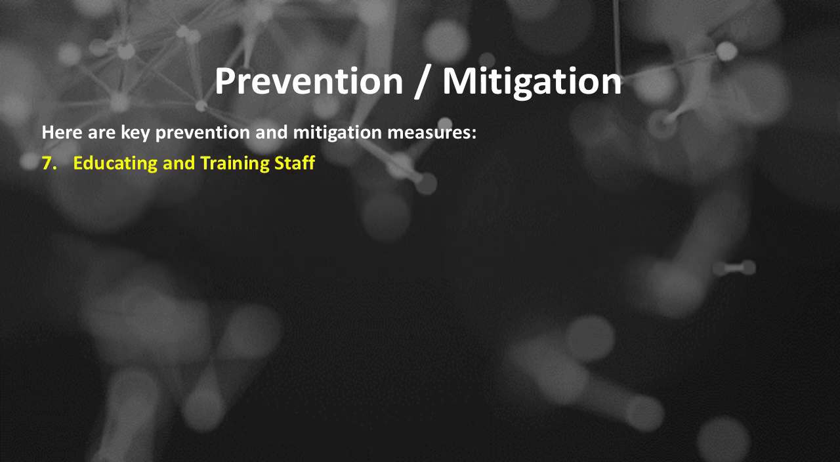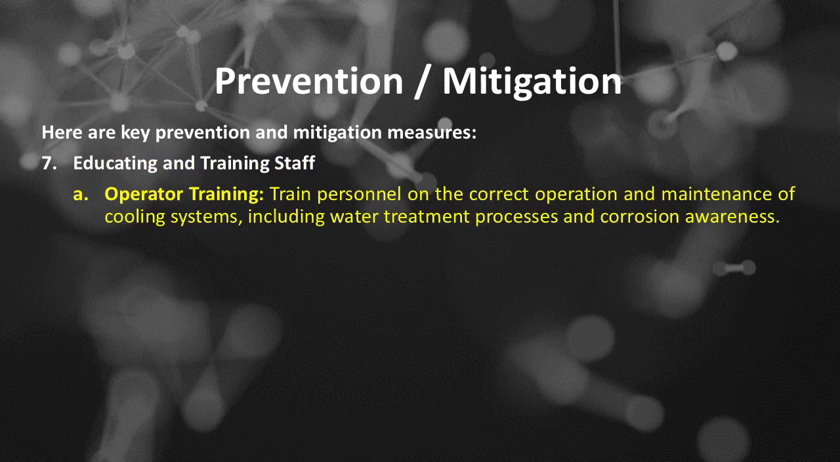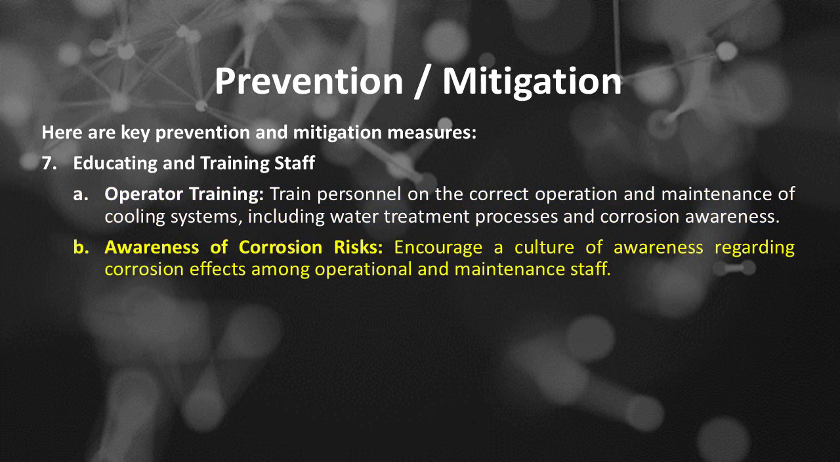Number 7 of the key prevention and mitigation measures is educating and training staff. Number A of the educating and training staff is operator training. Train personnel on the correct operation and maintenance of cooling systems, including water treatment processes and corrosion awareness. Number B of the educating and training staff is awareness of corrosion risks. Encourage a culture of awareness regarding corrosion effects among operational and maintenance staff.